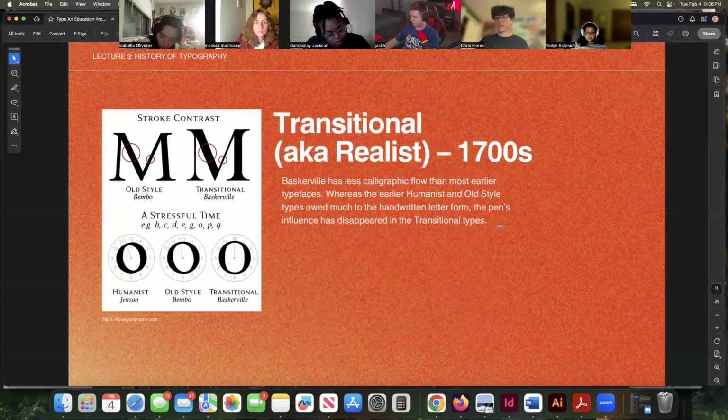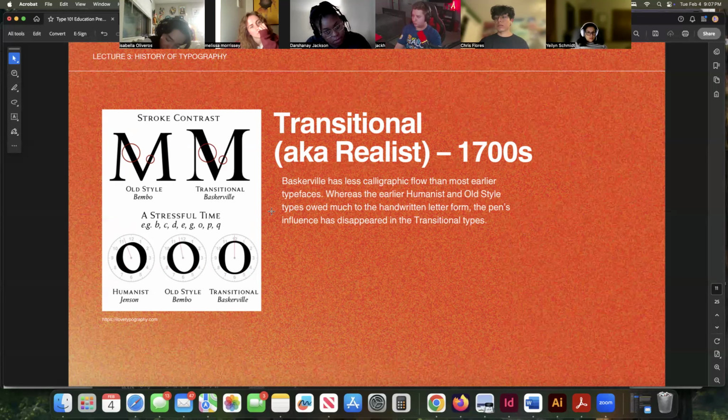Now we're in traditional, aka realistic, the 1700s. And we have Baskerville, which is really used a lot today. And it shows you on this little diagram over here on the side the difference between the two. Old style from traditional.